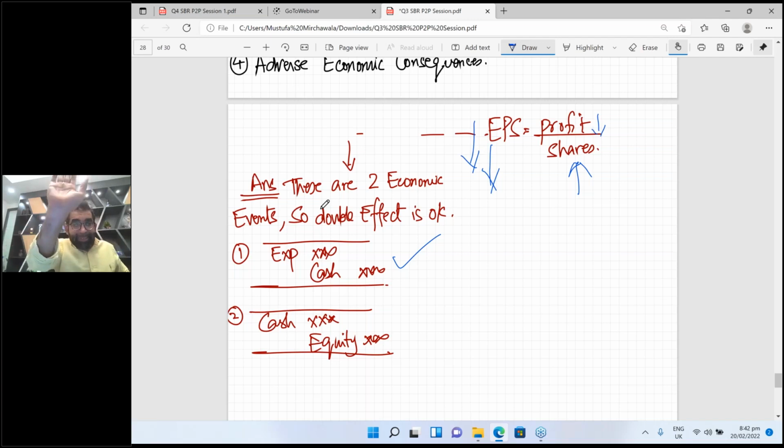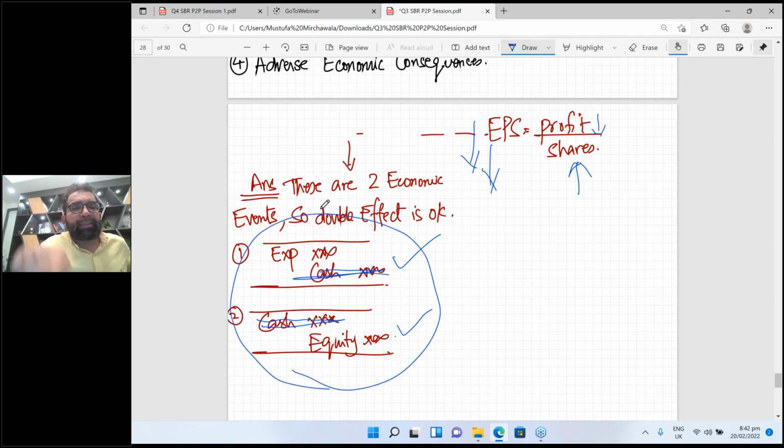You said, wait, come back, please give me the cash, and then you issued shares. So now you'll make the entry cash debit and equity credit. So these are two transactions. Now see these two entries, cash and cash. If you cut these debits and credits, the remaining entry will be expense debit and equity credit.